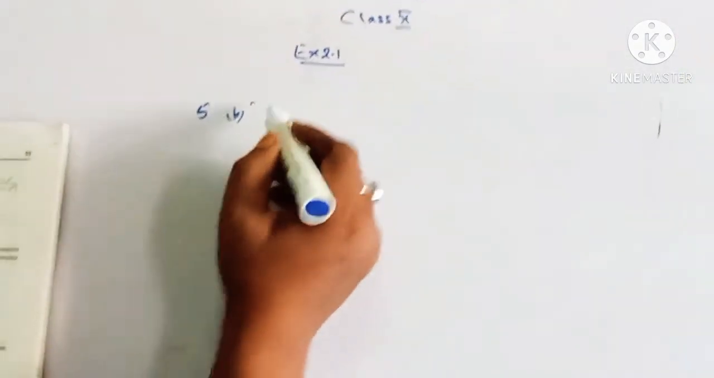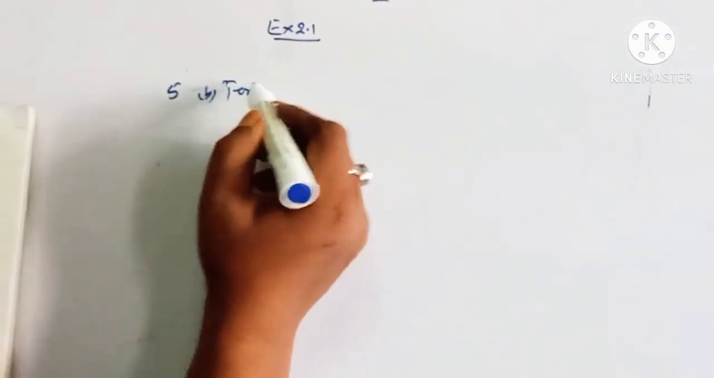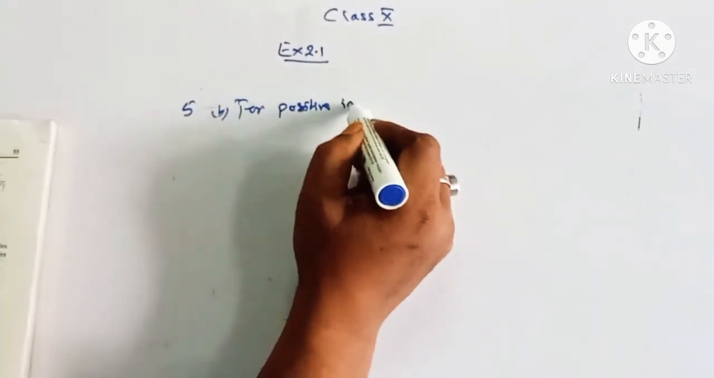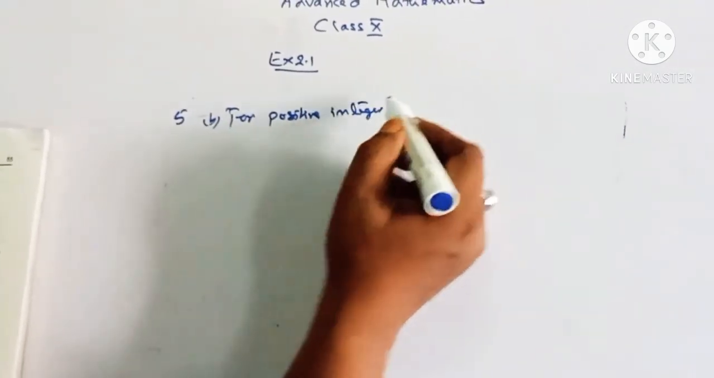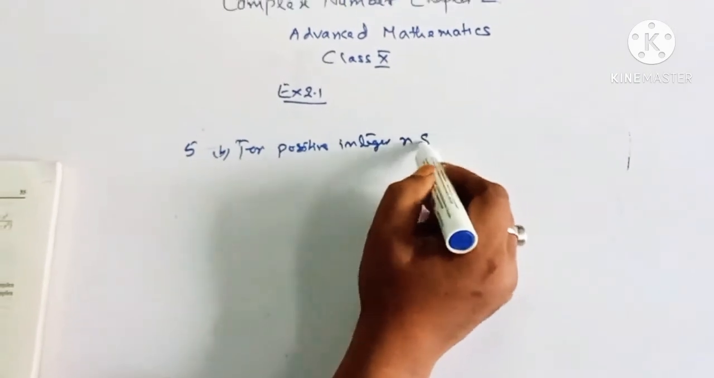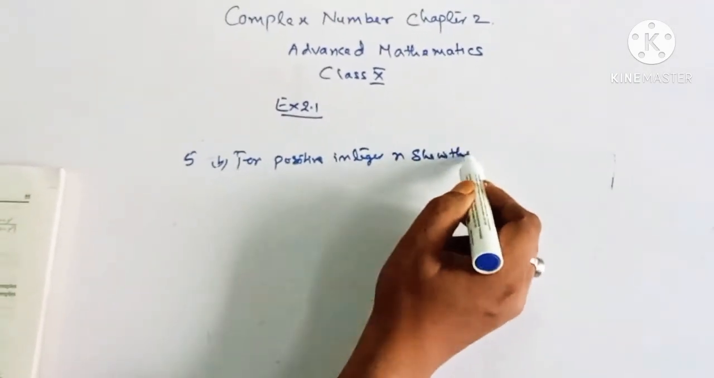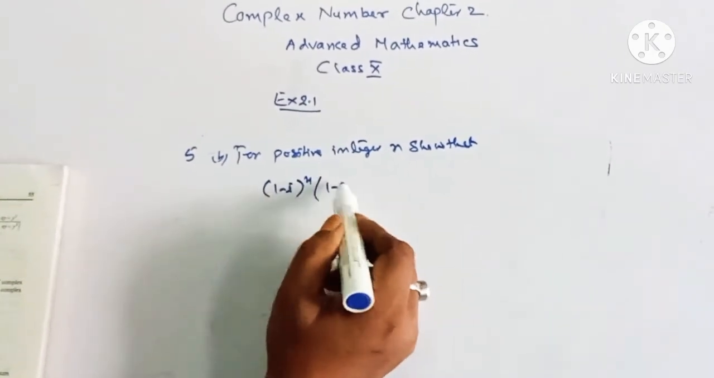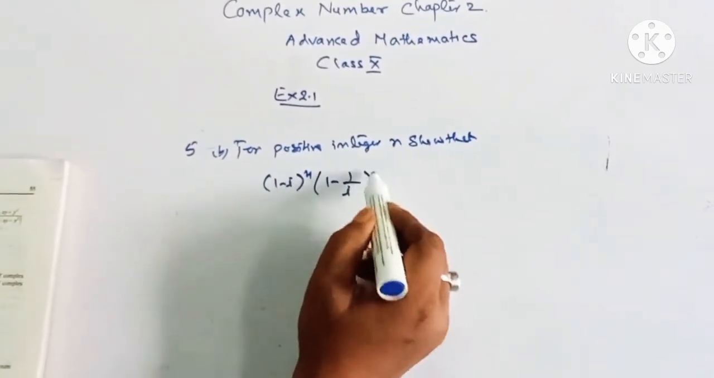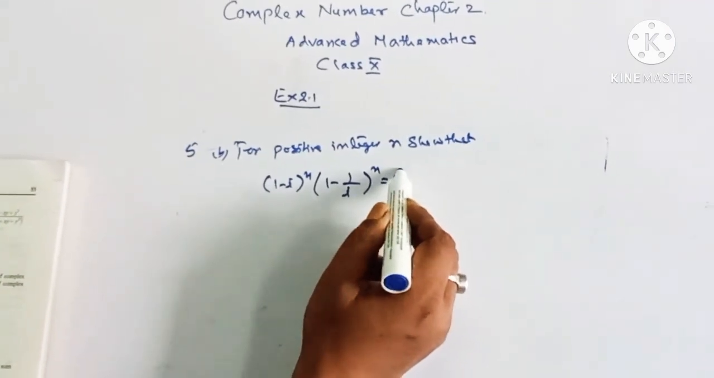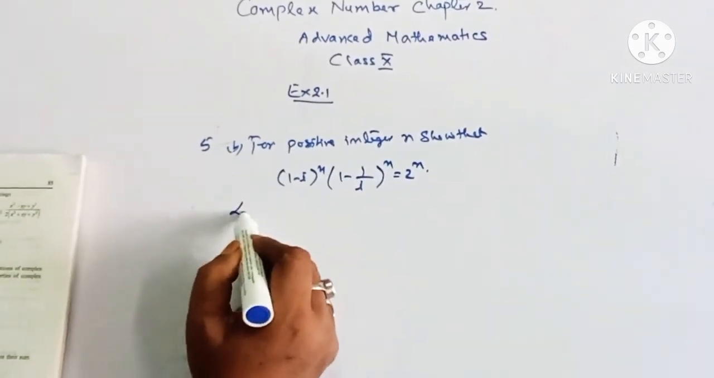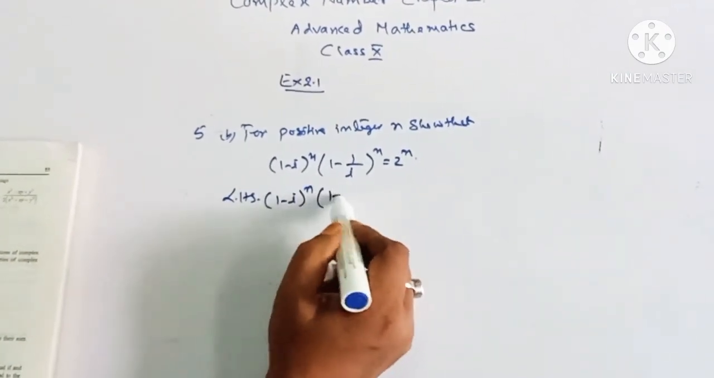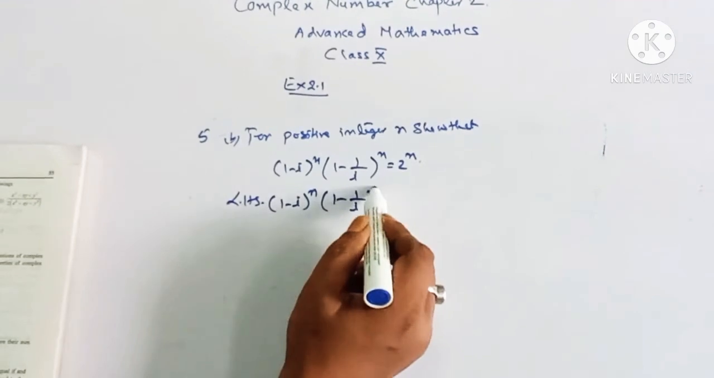5b. This is for positive integer n, and so that 1 minus i to the power of n, 1 minus 1 by i to the power of n is equal to 2n. So to prove it, left hand side, 1 minus i to the power of n.